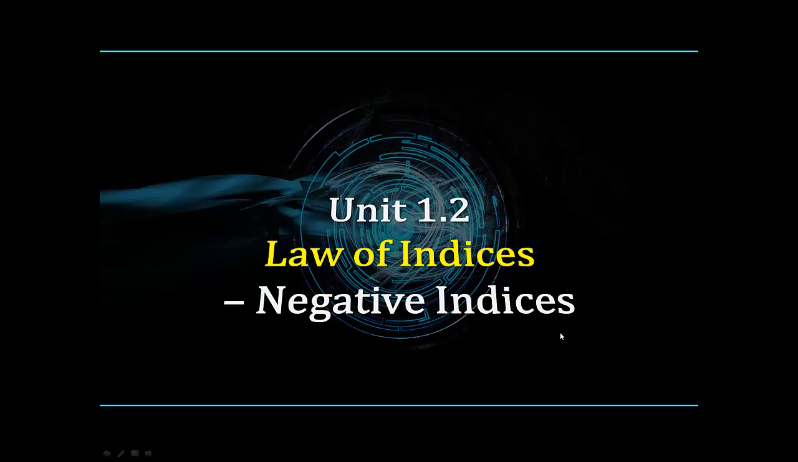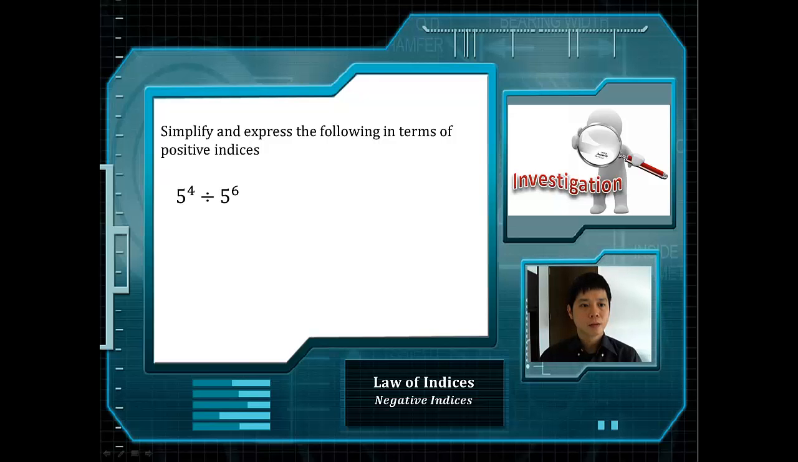Hi, today we're going to learn about negative indices. We are asked to simplify and express the following in terms of positive indices. Do you remember how to simplify this? Yes, given the same base, we can subtract the power, and hence we have 5 to the power of negative 2.